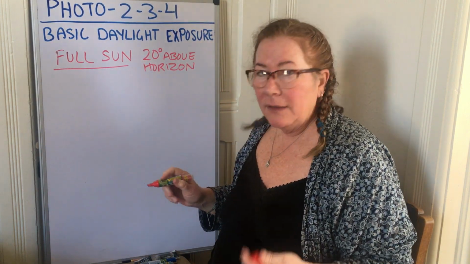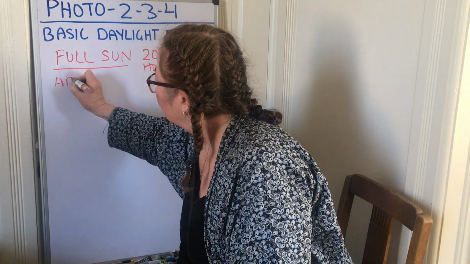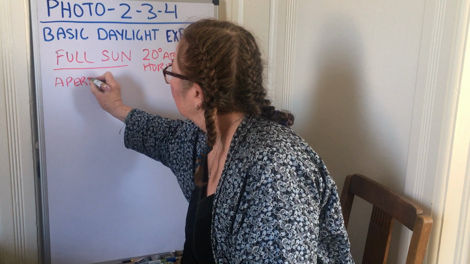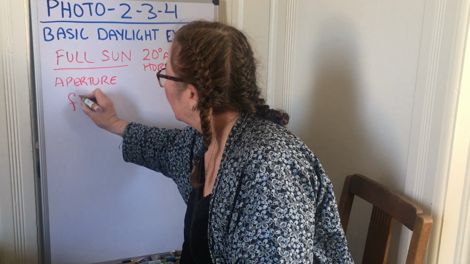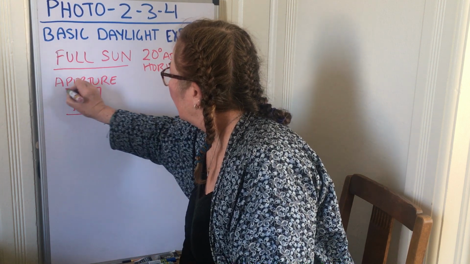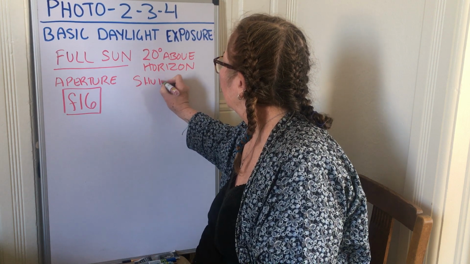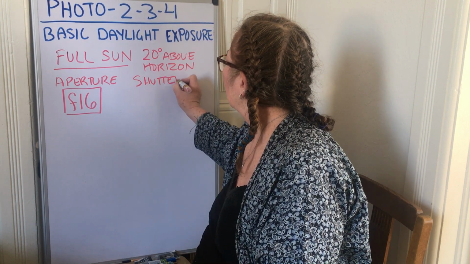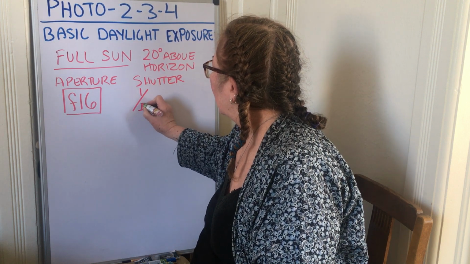And then your settings on your camera, you want your aperture at f16. This is the starting point. This is your benchmark. So you're always going to have your aperture start at f16. And your shutter speed is 1 over the ISO.